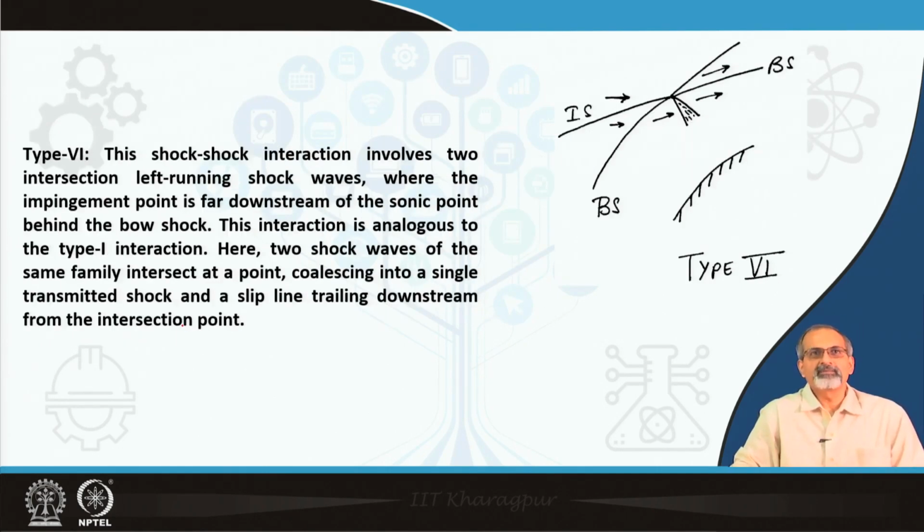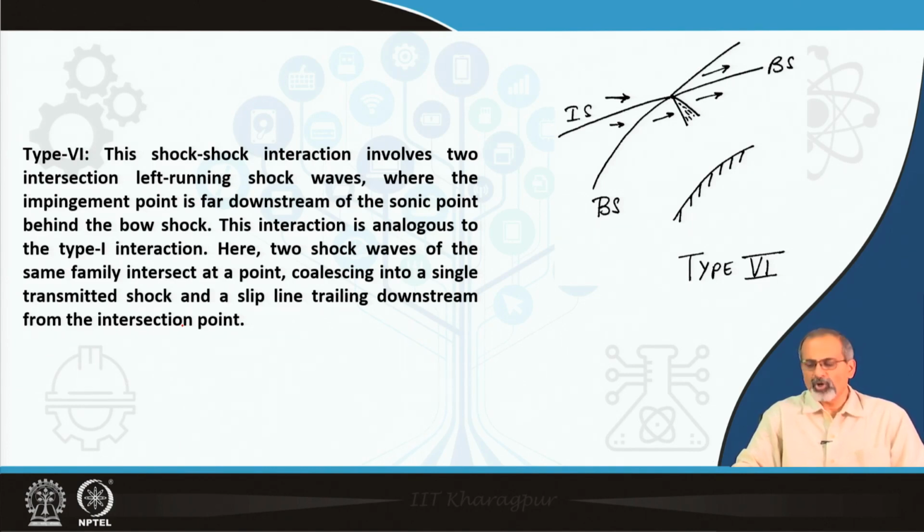Finally, we come to type 6, which involves two intersecting left running shocks. The impingement point is far downstream of the sonic point, the upper sonic point, that is. This is analogous to type 1 interaction. Here, two shock waves of the same family intersect at a point, coalescing into a single transmitted shock and a slip line trailing downstream from the intersection point.